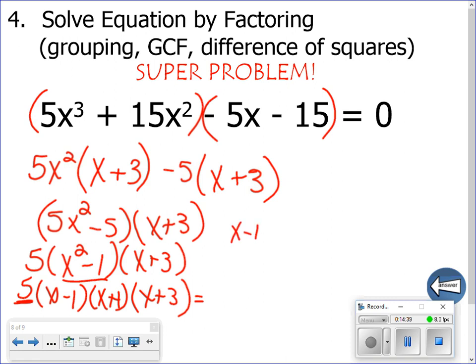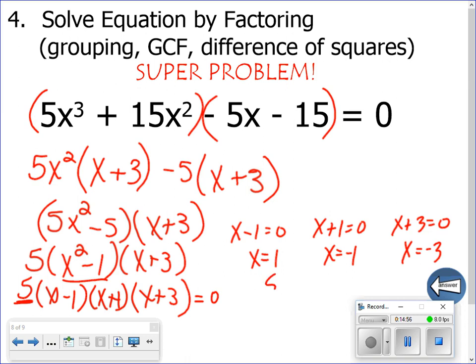So x minus 1 equals 0. x plus 1 is equal to 0. And x plus 3 equals 0. And so we have our solutions as being x is equal to 1, x is equal to negative 1, and x is equal to negative 3. And so in set notation, that would be negative 3, negative 1, and 1. This is how we solve difference of squares equations.